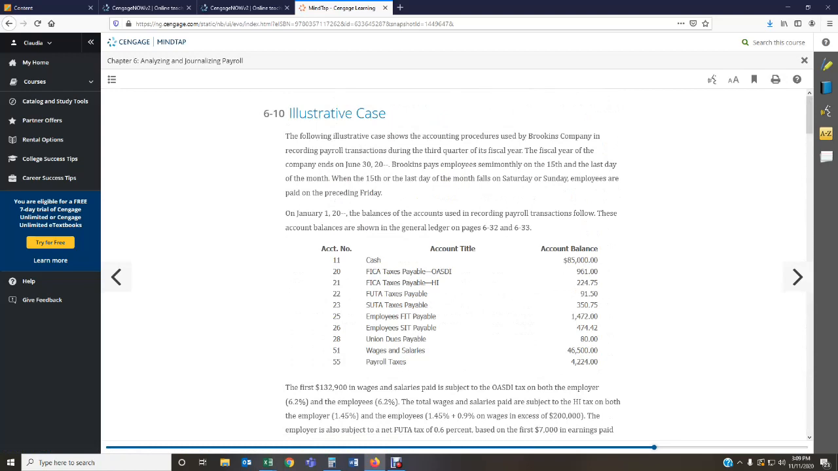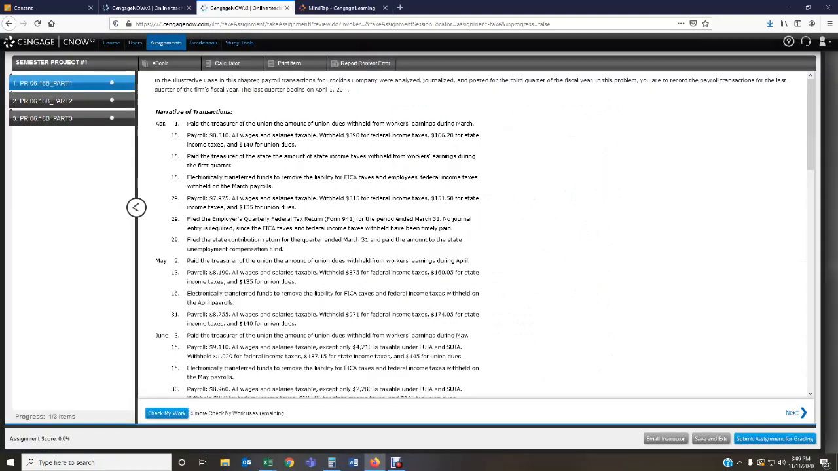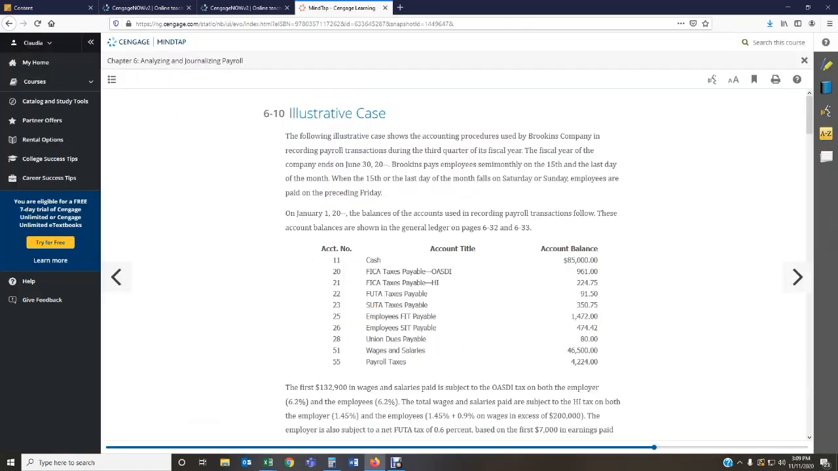Okay, so this information is provided to you in the ebook. It's the illustrative case, because if you go back to the problem, it does say in the illustrative case, you have to record the payroll transactions for the last quarter. But if you do need to reference this illustrative case, that illustrative case is provided on section 610 of your chapter 6. Okay, so you can go over and review it.